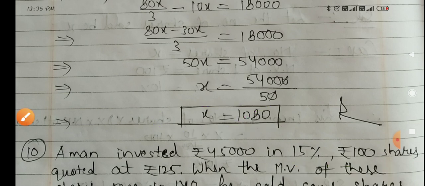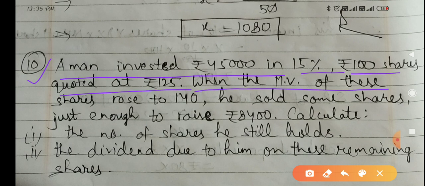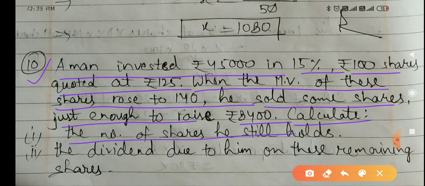Now question number 10 I am taking. A man invested rupees 45,000 in 15% rupees 100 shares quoted at 125. When the MV of these shares rose to 140, he sold some shares, not all, just enough to raise 8400. Calculate the number of shares he still holds, and the dividend due to him on these remaining shares.